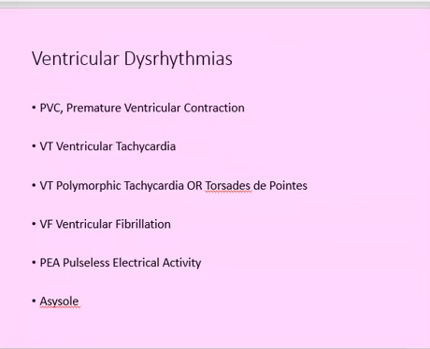Now we're going to look at ventricular dysrhythmias, such as PVCs. We're going to be looking at VTAC, polymorphic VTAC, or torsades, as it's called, and ventricular fibrillation. We're going to look at PEA, and we're going to look at asystole. These are all very dangerous rhythms.